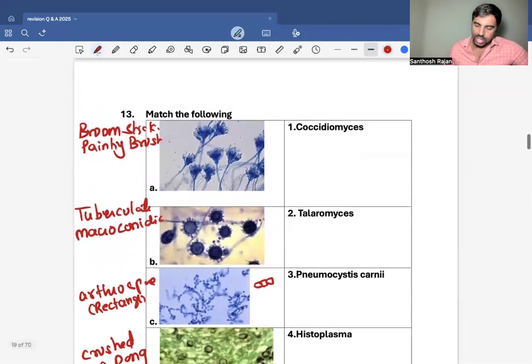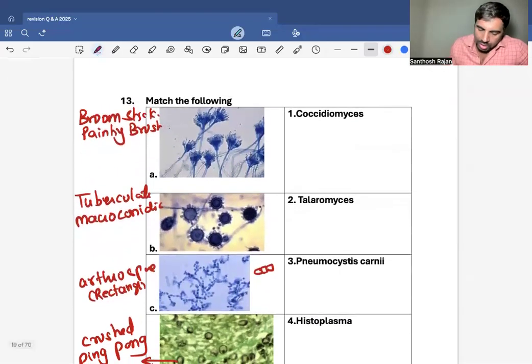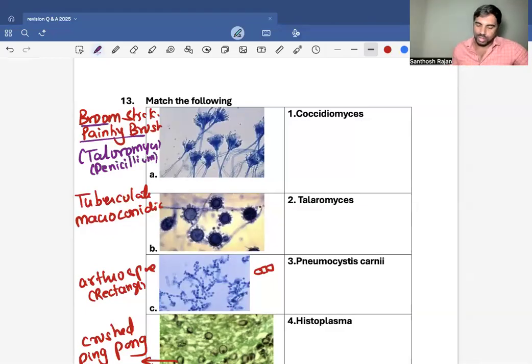Now, when I talk about the broomstick, I always told in our South actor, Thalai, Ajit Thalai. I told Thalai is using a broomstick to help his wife clean the house, or is painting with a brush. So that is Talaromyces. This is the new name for Penicillium. Nowadays, we don't call it Penicillium much. Mostly we call it Talaromyces.